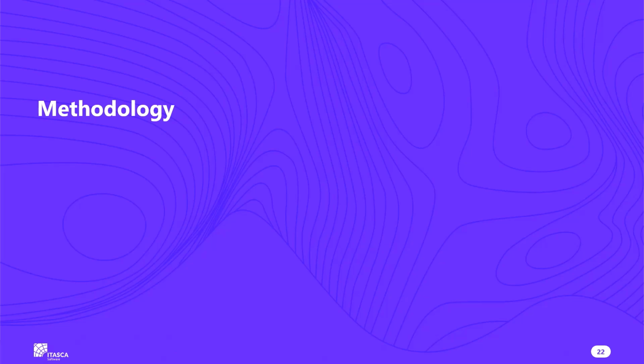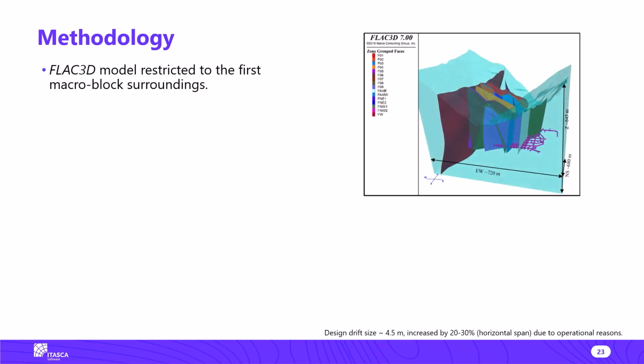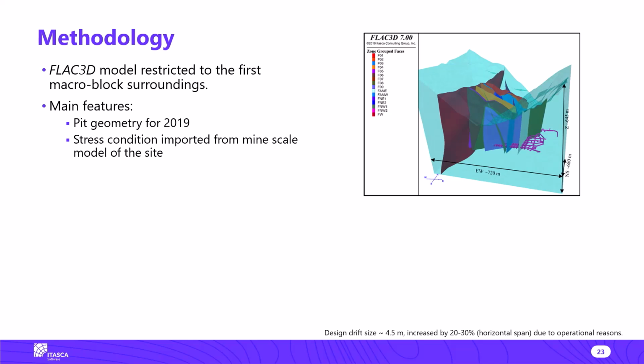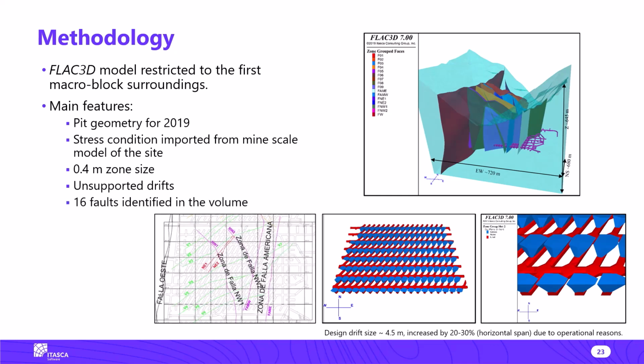Let's now review the methodology that was used in the analysis. The flat 3D model was constructed with dimensions of approximately 700 meters on a side, and it has the following features. First of all, the pit geometry was kept for the 2019 condition. Second, as mentioned previously, the stress condition was imported from the mine scale model of the site. The drifts and drawbells were explicitly included in the analysis with 0.4 meter zone size and unsupported drifts. And also the 16 faults identified in the volume were included via the Griddle meshing tool.